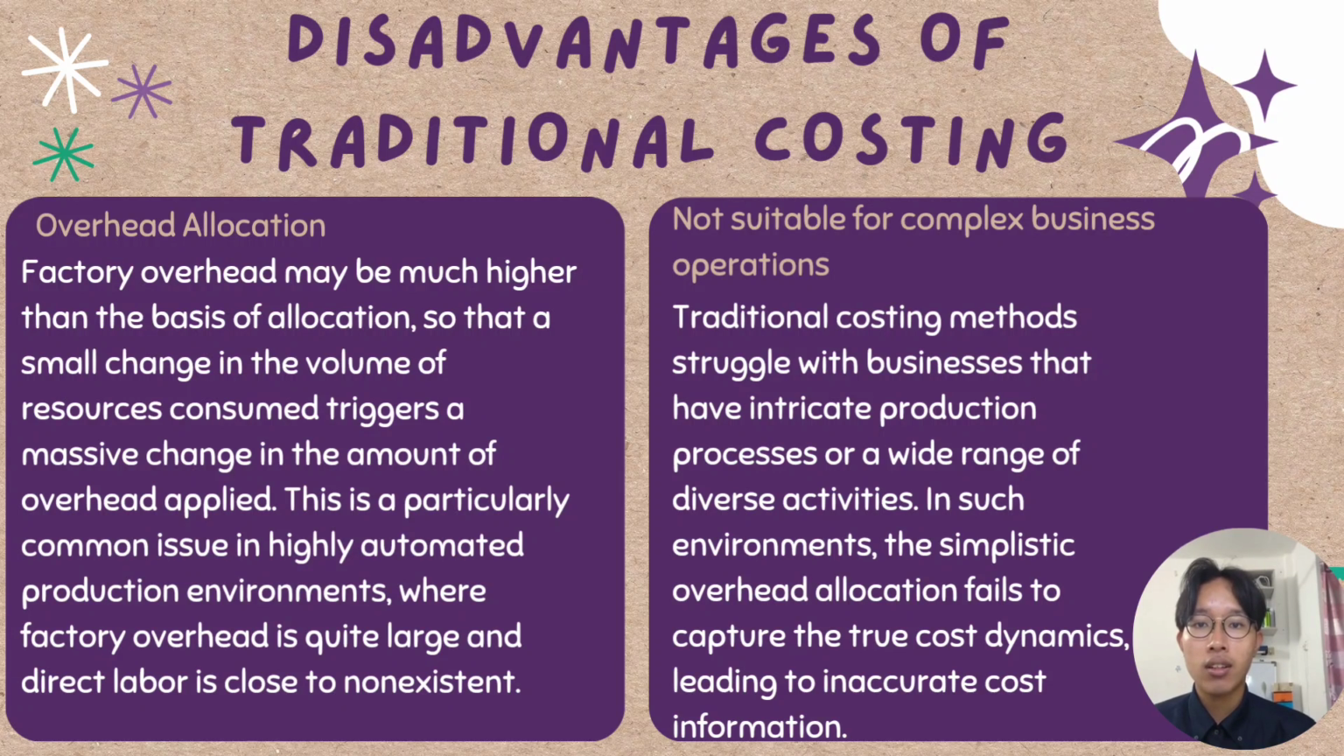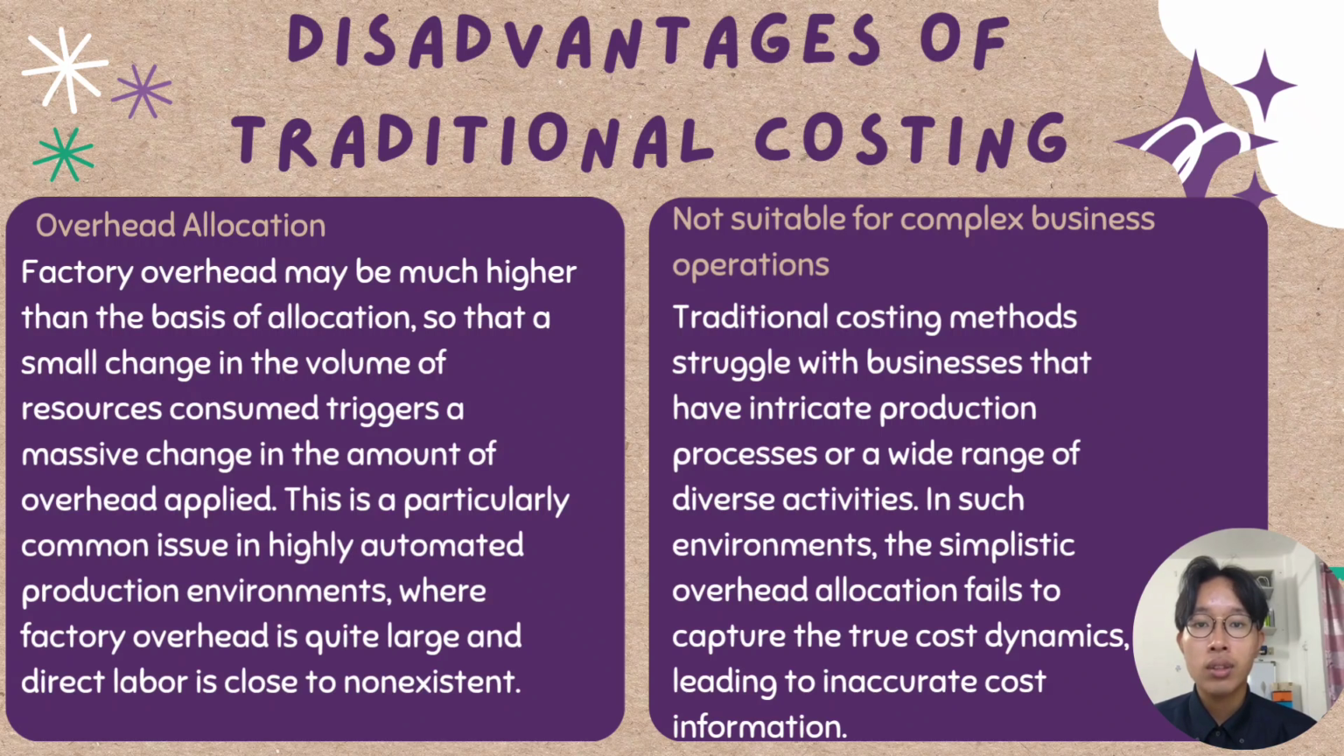Disadvantages of traditional costing. First, overhead allocation. Factory overhead may be much higher than the basis of allocation, so that a small change in the volume of resources consumed triggers a massive change in the amount of overhead applied. This is a particularly common issue in highly automated production environments, where factory overhead is quite large and direct labor is close to non-existent.